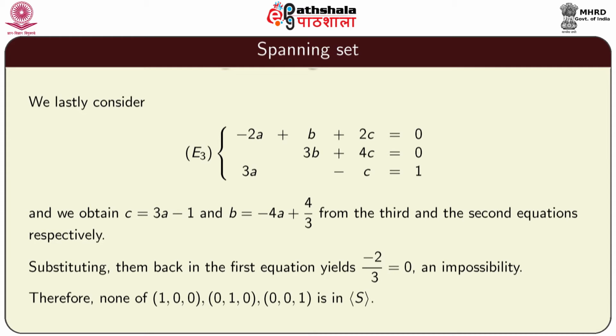So, now it is quite interesting to see that 1, 0, 0, 0, 1, 0 and 0, 0, 1 span the whole vector space R3, but span of S, which is sitting inside R3, which is a subspace of R3, does not contain any one of these. Now, how do we understand span of S? Can we understand it geometrically?